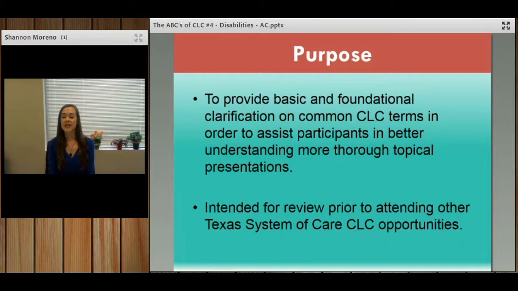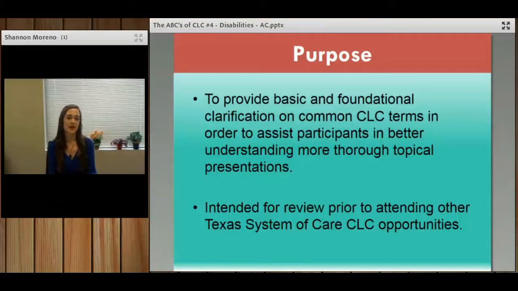Now, the purpose of today's webinar is to provide very basic and foundational clarification on common terms in regards to cultural and linguistic competence, in order to help participants to better understand what's going on in more thorough topical presentations. So today's webinar is not going to go deep into concepts or go into specific etiquette in working with youth and children and parents and family members with disabilities.